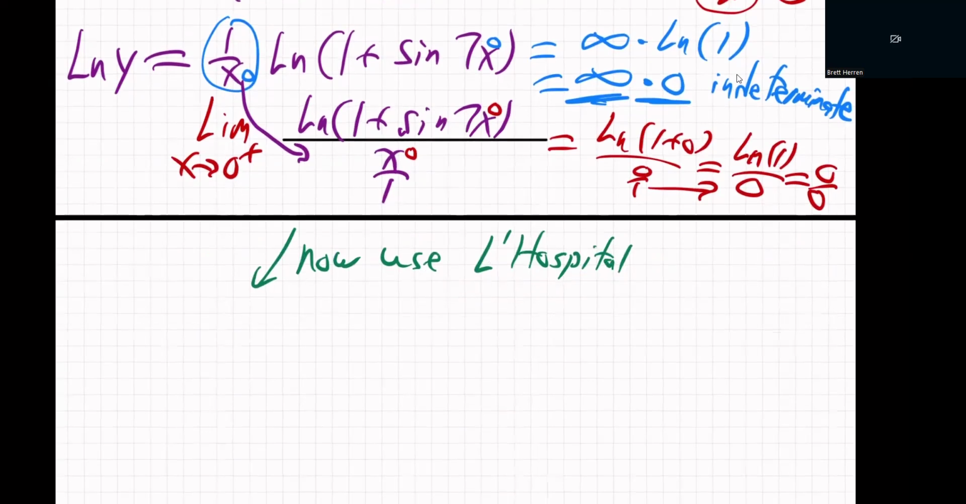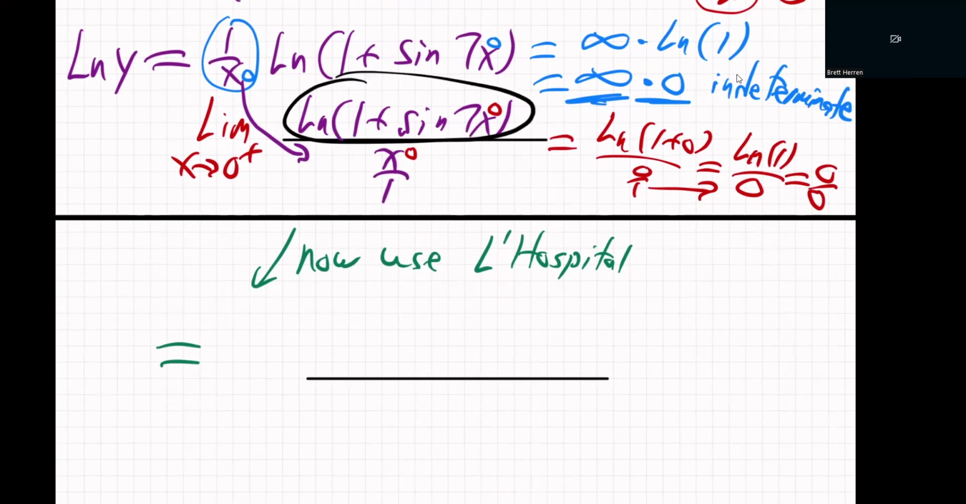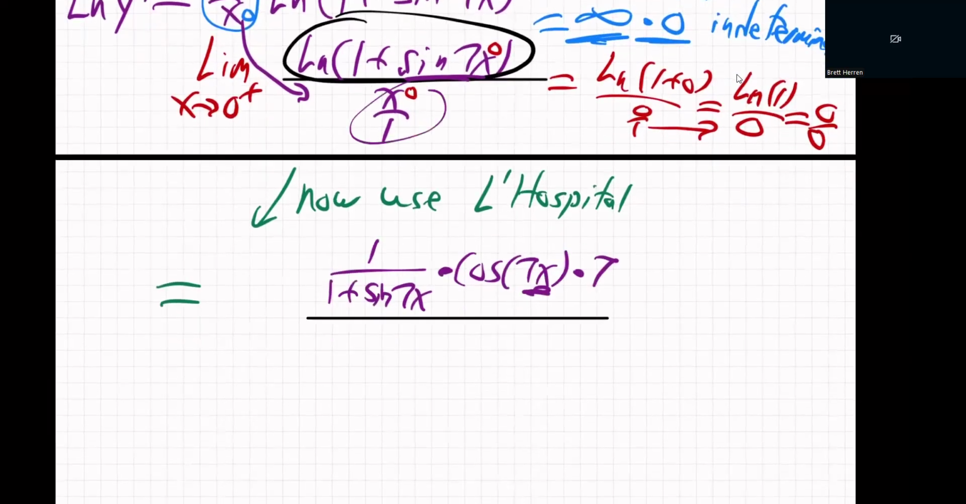Derivative of the top and the bottom separately. Not chain rule. Easier than that. Just two totally separate derivatives, right? So I'm going to do just the top all by itself. How do you do the derivative of natural log of anything? Well, it's 1 over that thing, 1 over the argument, times the derivative of the argument. What's the derivative of the inside? Well, one's not going to do anything. Derivative of sine is cosine. Keep the inside the same at first, times the derivative of the inside. Chain rule, 7. Now, what's the derivative of the bottom? Well, this is just a fancy x. The derivative of x is 1.